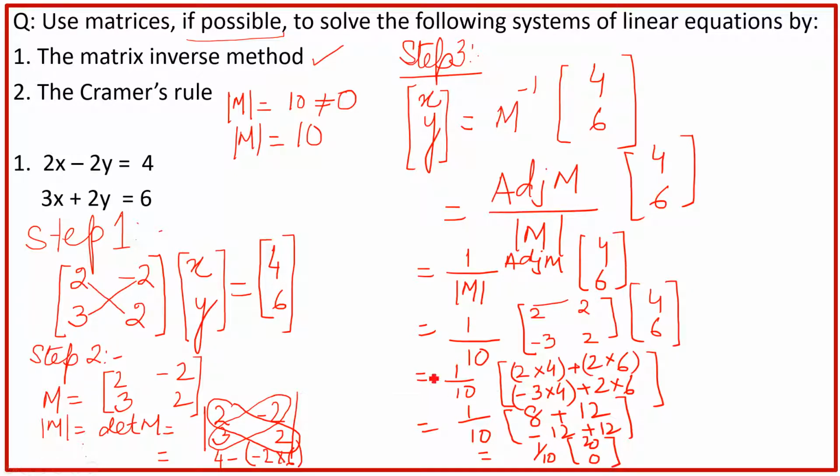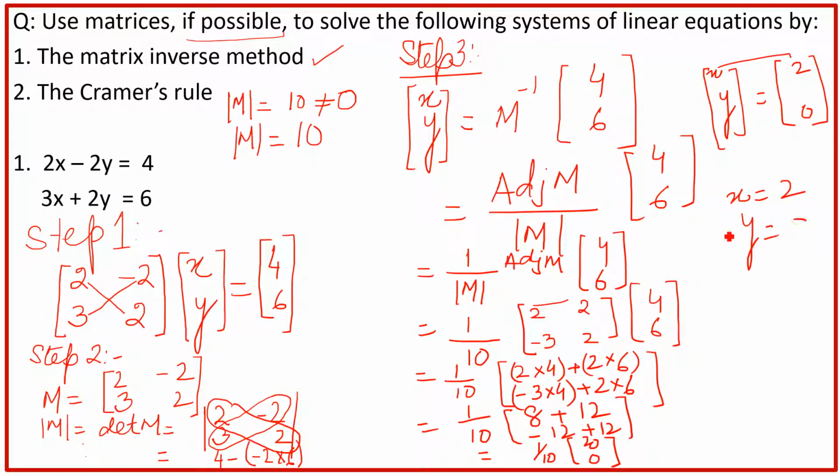Right? So it means now we have 1 over 10 outside. It means this 10 will divide 20. This 10 will divide 0 as well. So I will do one step here. Actually, what we were doing, we were calculating the value of x and y. 20 over 10 is equal to 2. 0 over 10 is equal to 0. So the value of x, the first one is the x. X is equal to 2 and y is equal to 0. This is the matrix inverse method to find out the value of x and y.